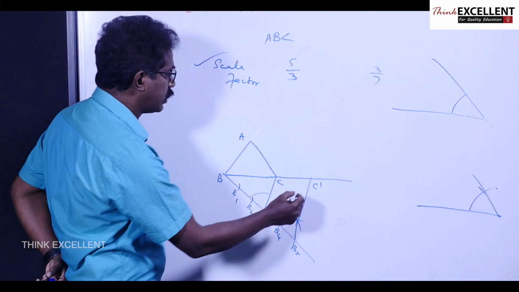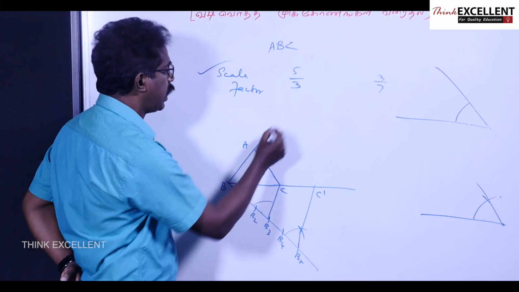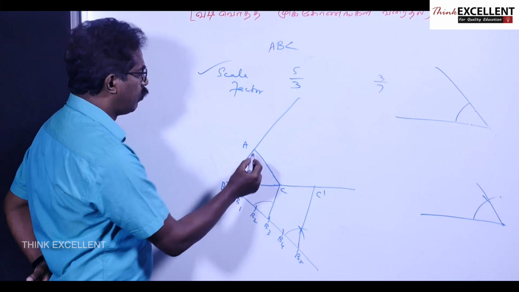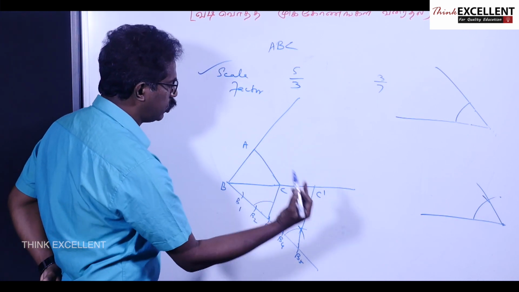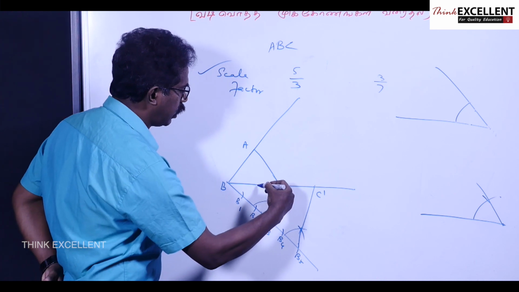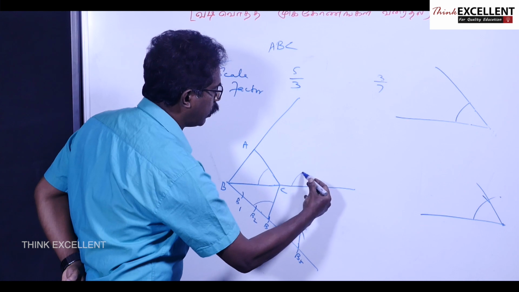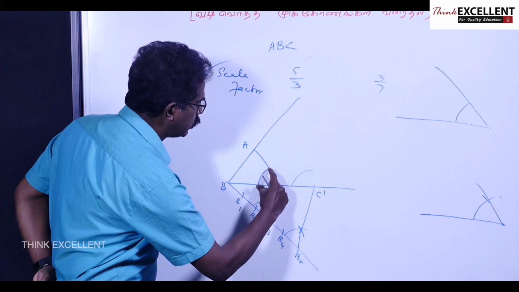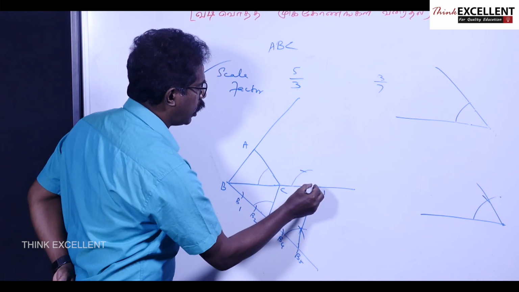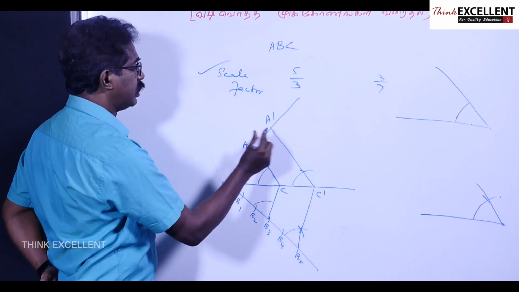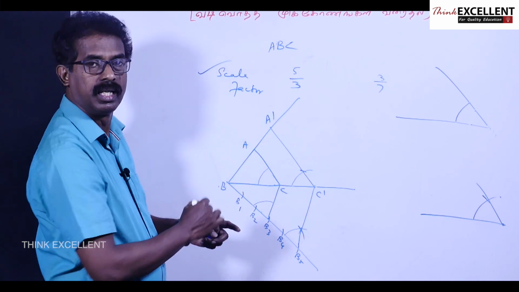Now at C dash, you have to draw a line parallel to this. So extend this BA. For this, we draw a parallel line here. Again, same method: using the compass, keep the pointer here and draw an arc. Same measurement, keep the pointer here and draw an arc. Now measure this length in the compass, keep the pointer here and cut it. Join these two, that is A dash. This is the enlarged one, right? A dash, B, C dash is the required triangle.